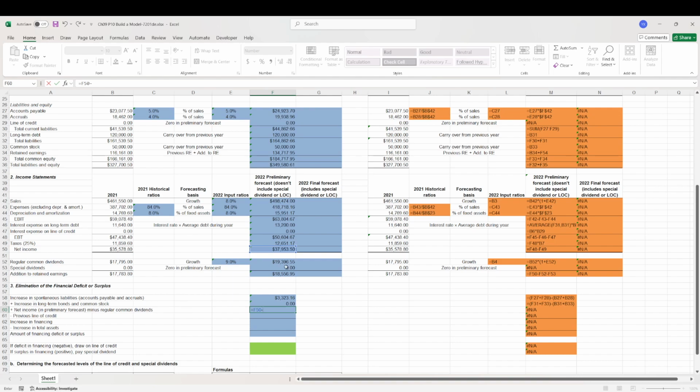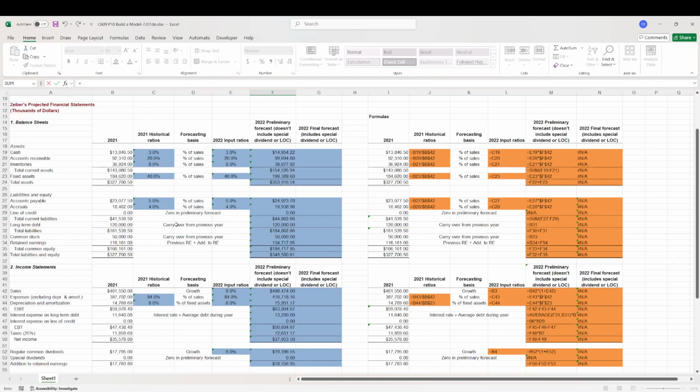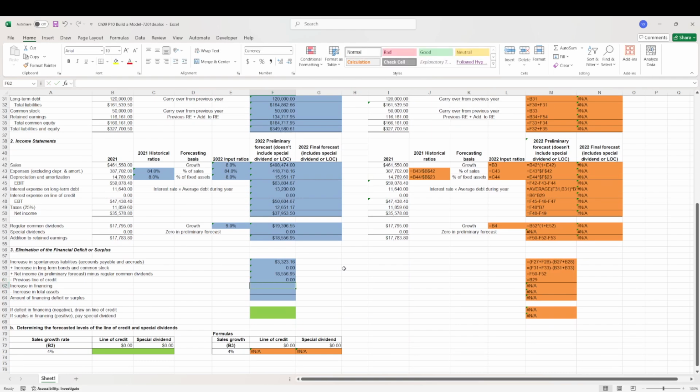All right, so F50 is the net income minus regular common dividend. It's going to be the retained earning. Then I want to subtract the previous line of credit. Previous line of credit is just here, it's 0. Okay, I put 0 here. And then what's going on here is that it's a little different from what we did earlier. But eventually, mathematically, or if you look at the algebra, it's going to yield the same number. So just don't worry about it. Either way, it's fine. And the idea is that line of credit is going to be part of the financing deficit or surplus you calculate.